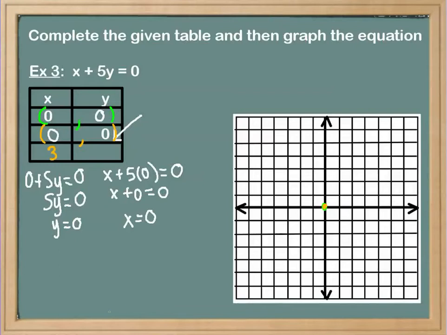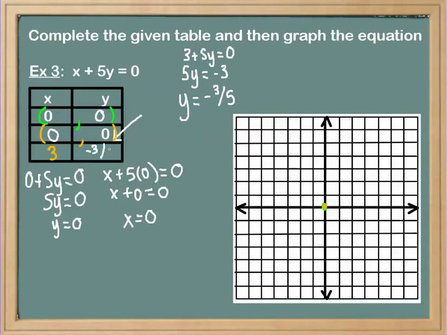It's positive. I put it in for my x. I could have just as easily put it in for my y. And now let's go ahead and solve. So I'm going to take 3 and plug it in for my x in my equation. I get 3 plus 5y is 0. To solve for y, I subtract the 3, so I get 5y is equal to negative 3. I divide by 5 and I get y is negative 3/5.